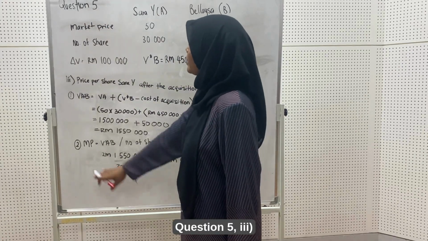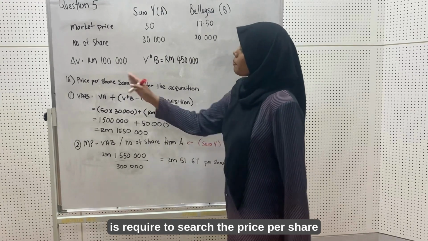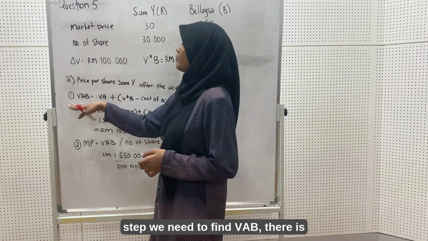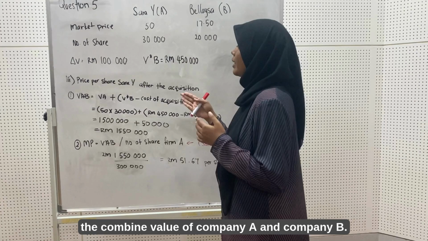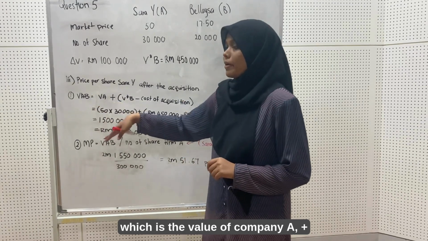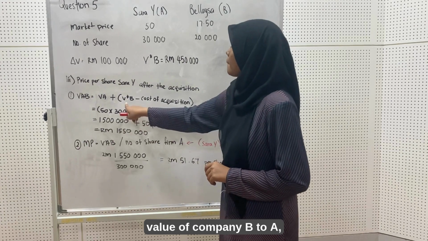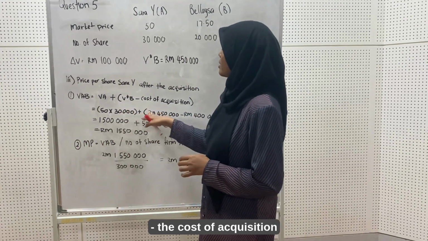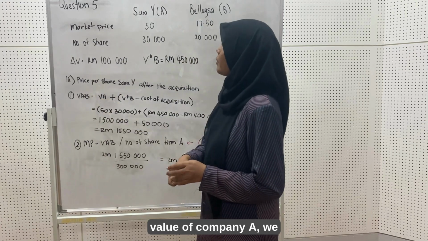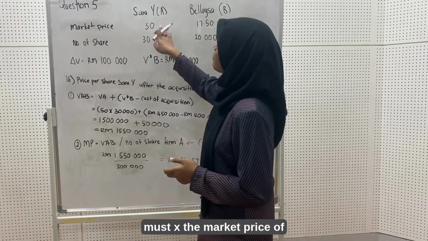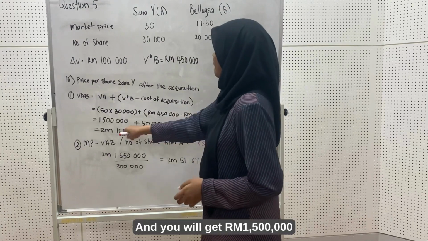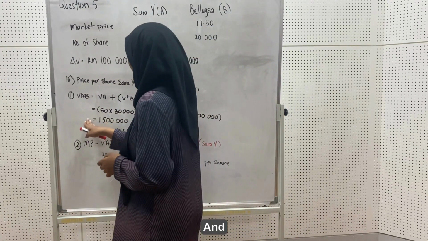Question 5, Roman 3 requires us to find the price per share of Sarawak after the acquisition. The first step, we need to find the VAB, that is the combined value of company A and company B. The formula for VAB is VA, that is value of company A, plus value of company B to A minus the cost of acquisition. To calculate the value of company A, we must multiply the market price of Sarawak with the number of shares, and we will get 1,500,000.